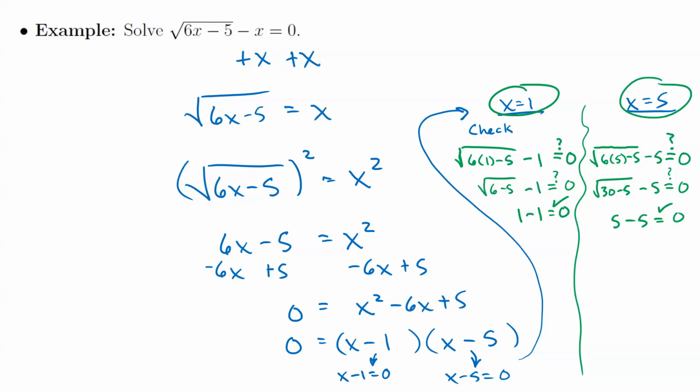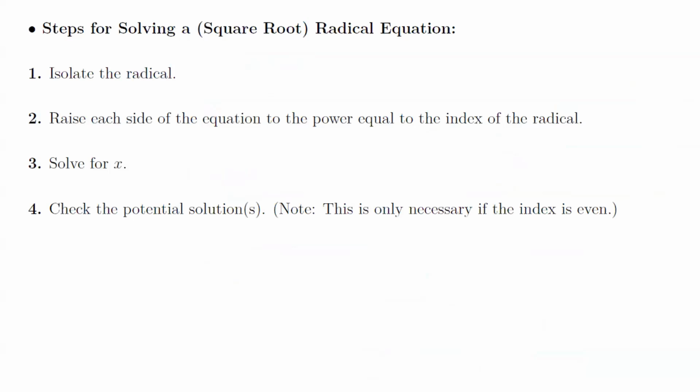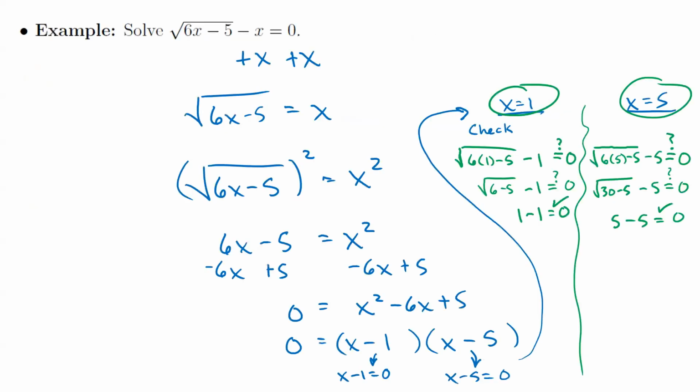So our steps to solving an equation that has square roots in it, or a radical equation, is number one, isolate the radical. We had to do that in the last problem, right? The first step was to add x to the other side, so the square root was by itself on the left.